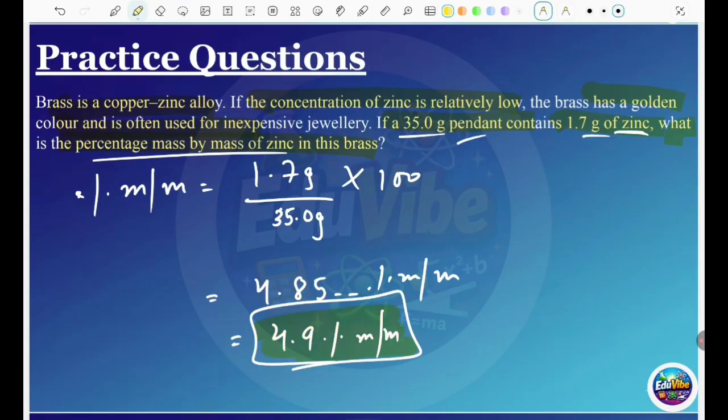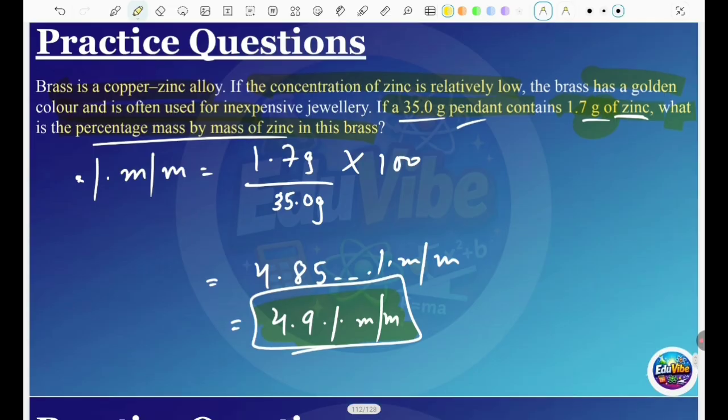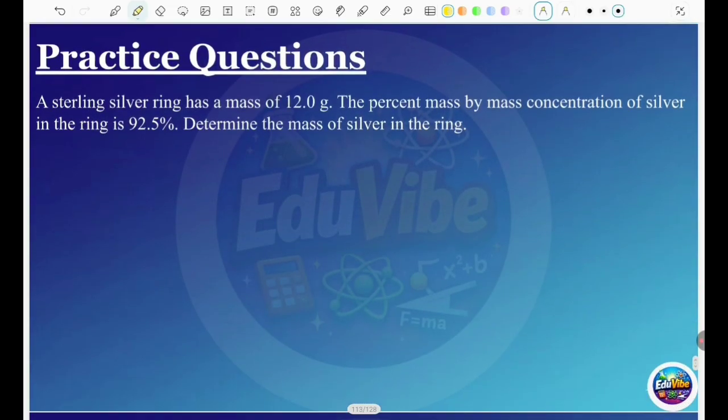This is the percent concentration we did. We do mass by mass, volume by volume, mass by volume. So you have to take care of which thing is mentioned and what you have to find. That's very important. If the units are different, you have to convert one of the units of the mass. Let's do the next one.